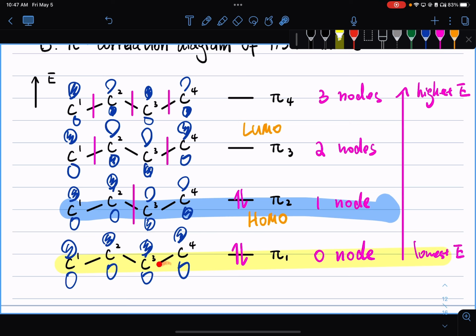In my lowest energy MO, all electrons are delocalized over all 4 carbons. So even if it looks like in my HOMO, this is a single bond, that's a node plane, but in my lowest energy MO, it still has a little bit of the pi character, making my C2, C3 a stronger bond compared to your normal single bond.